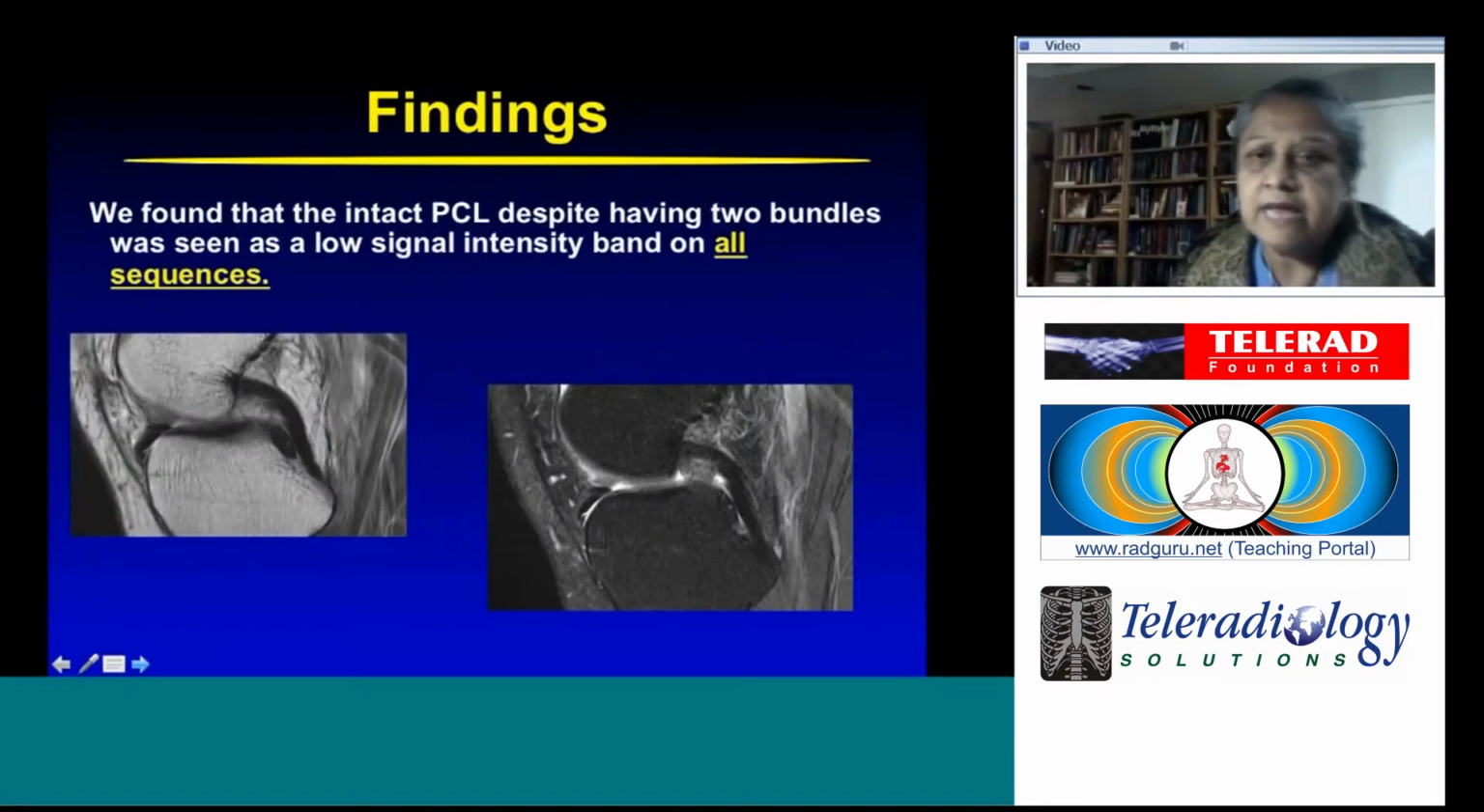We found that the intact PCL, despite having two bundles, is seen as a low signal intensity on all the sequences.